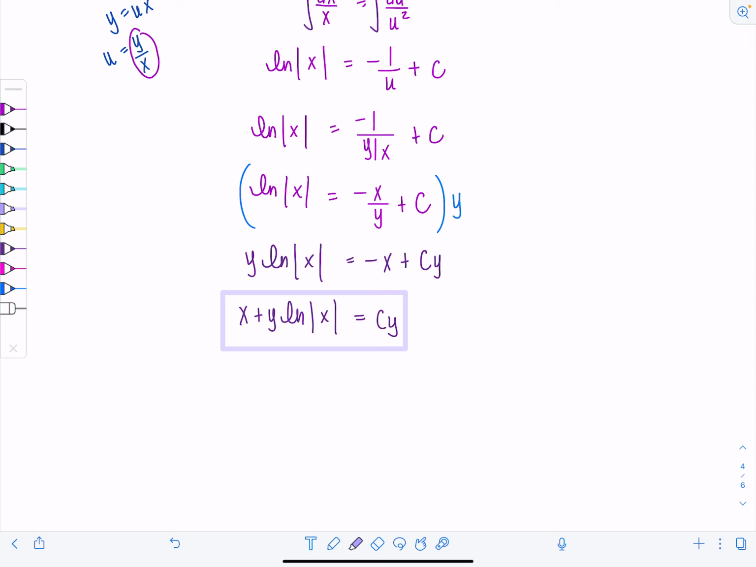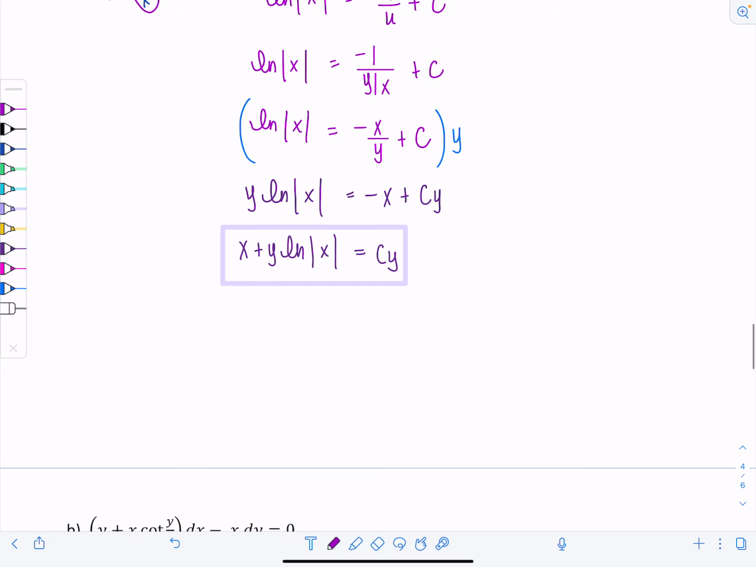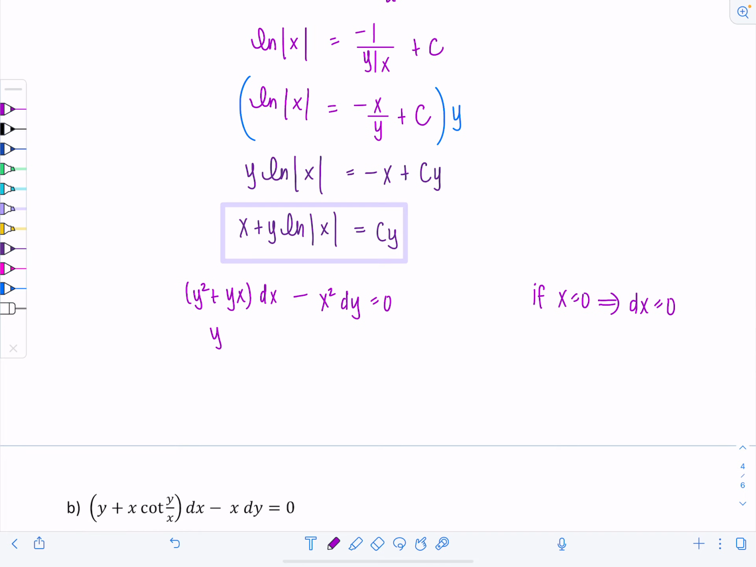Now, we talked about what if x equals 0. I want to check if that is going to be indeed a solution. So remember, the original differential equation was y squared plus yx dx minus x squared dy equals 0. If x equals 0, then that means dx is also equal to 0. So you would have y squared plus 0 times 0 minus 0 dy, and yep, that's the solution. It's just trivial. So most of the time it's omitted, okay?